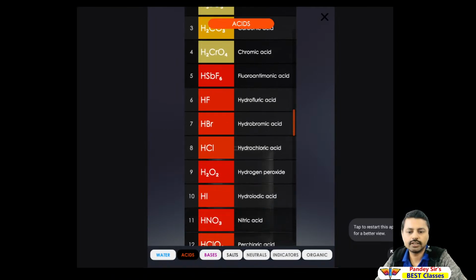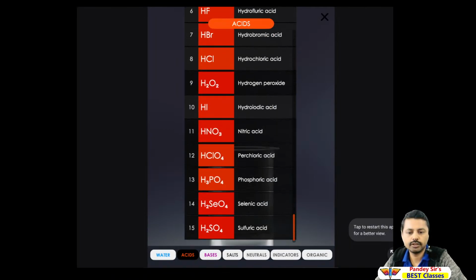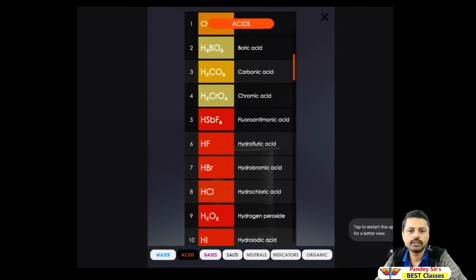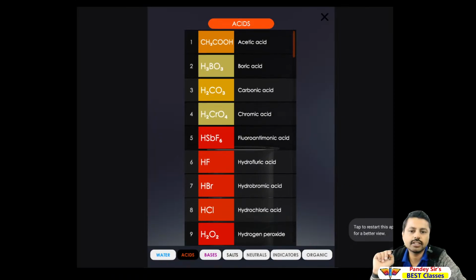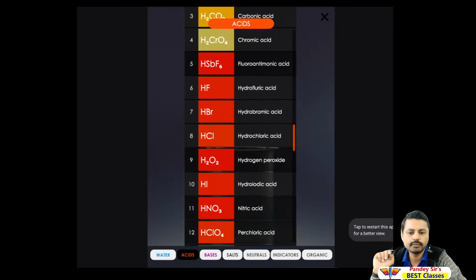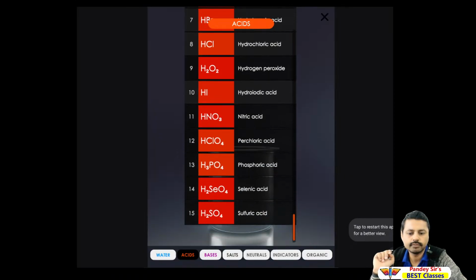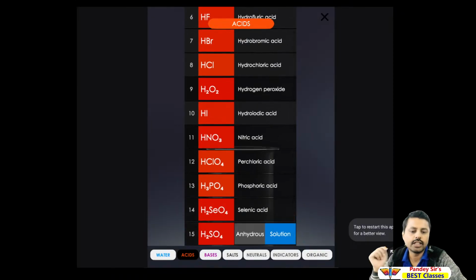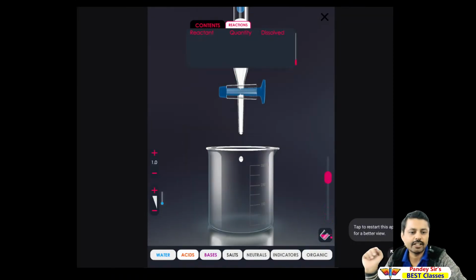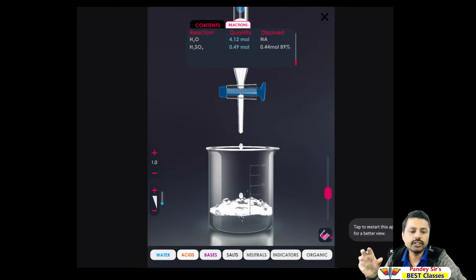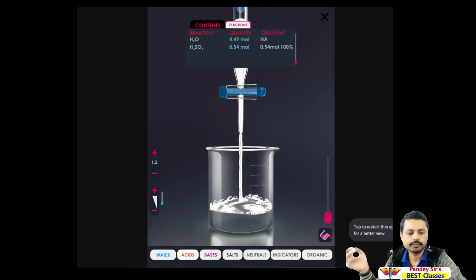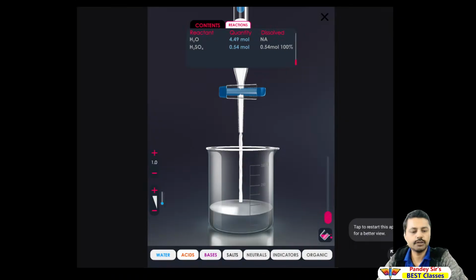We have HCl, H2O2, HNO3, H3PO4. My God, copper sulfate is not there. Okay, I will take another one. Another sulfate I'll take, H2SO4. Yes, hydrogen sulfate, H2SO4. And I'll put iron. And then I will show what would happen if copper was there. Now let's put iron and observe what's going to happen.